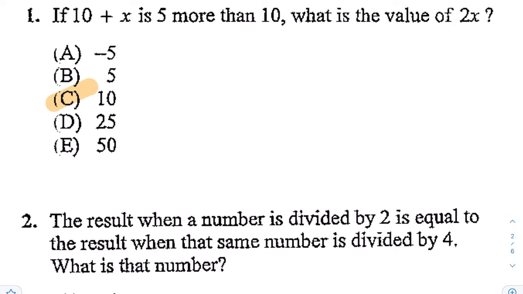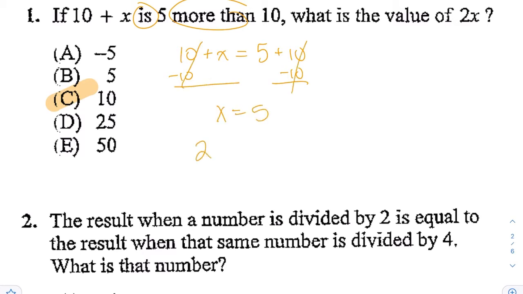All right, for question number 1, if 10 plus x is 5 more than 10, what's the value of 2x? So you just have to turn the word sentence to a number sentence here. So I'll give you 10 plus x is equal sign, and you have 5 more than 10, which means 5 plus 10. So more than means plus, is means equals to. So here you can just solve. If you subtract 10 from both sides, you figure out that x is equal to 5. And you're not looking for x, you're actually looking for 2x. So 2x is going to be 2 times 5, or choice C, 10.